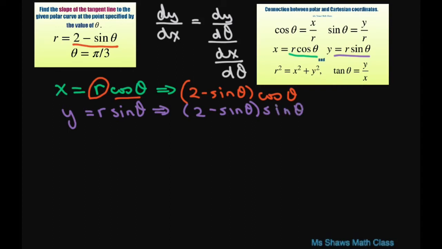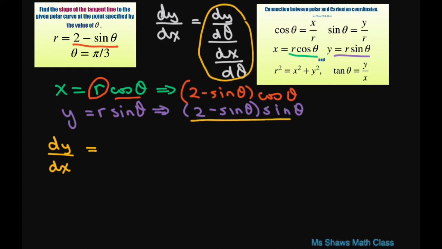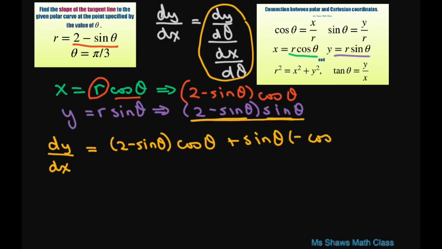Okay, now we can differentiate, and this is going to be the derivative of y with respect to x. So using the product rule for y, copy down the first term times the derivative of the second term, which is cosine. Then we have plus the second term times the derivative of the first term, which is going to be negative cosine of theta. All right, so that's the numerator.